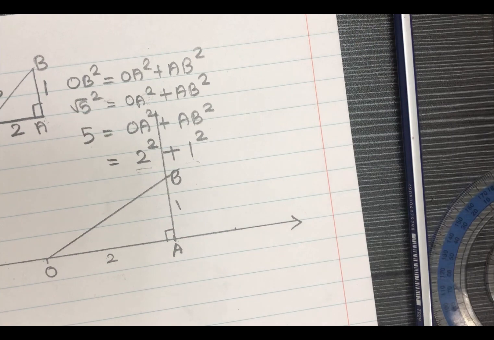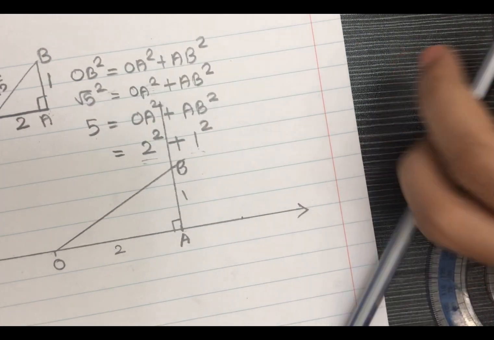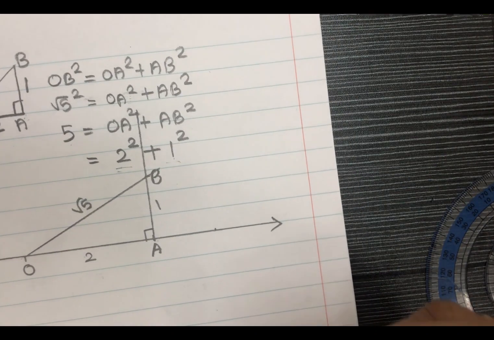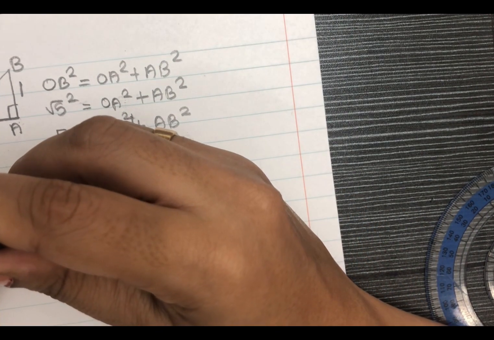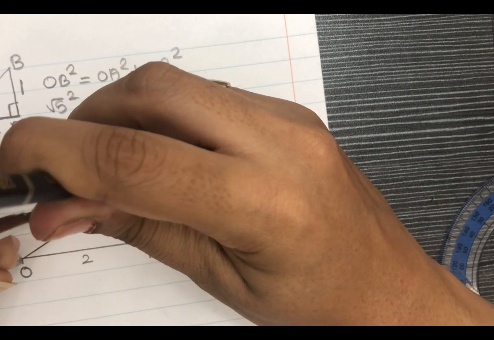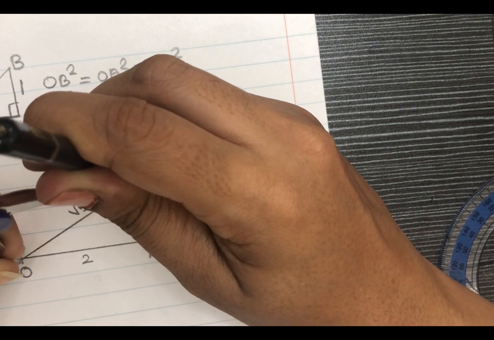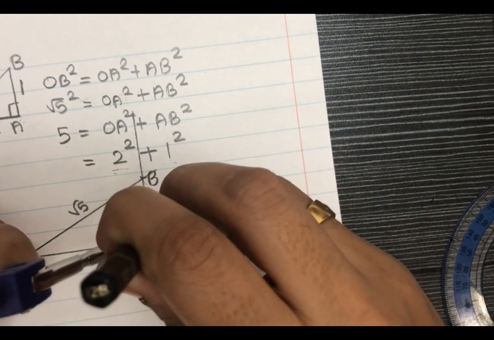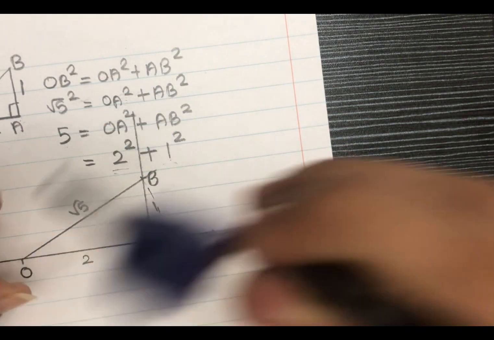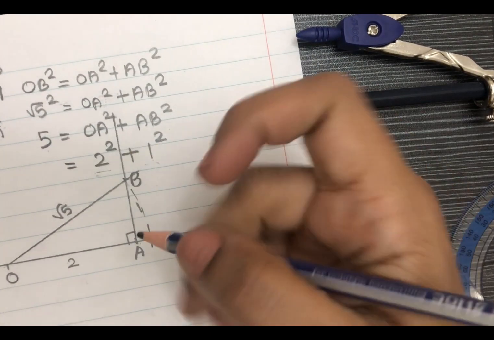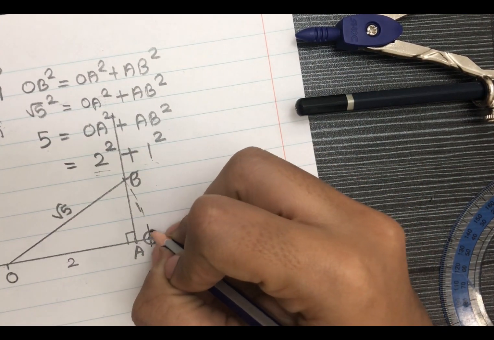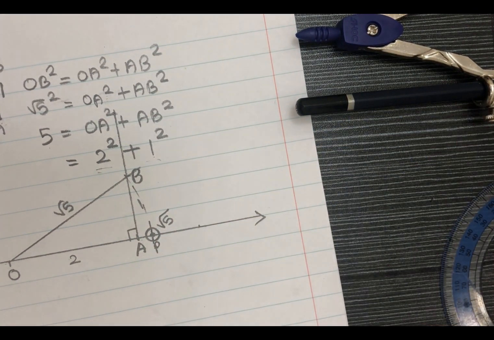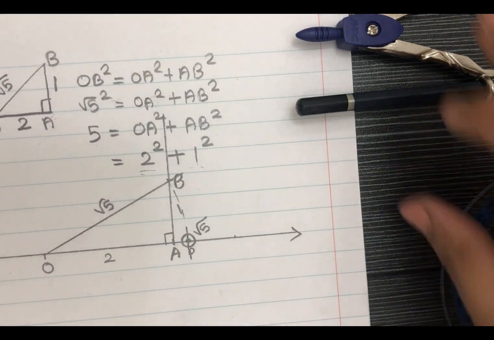Now this is root 5. Now I'm taking the measurement with the help of my compass. So OB measurement I have taken. So this is root 5. So it's very easy, right?